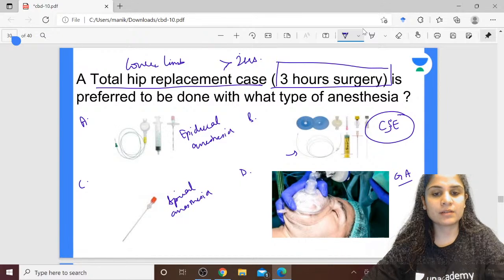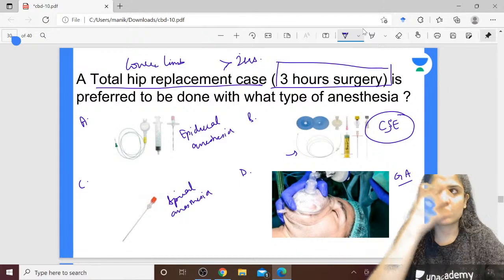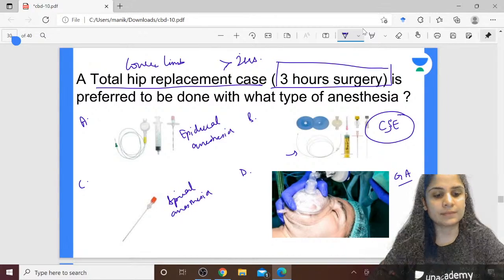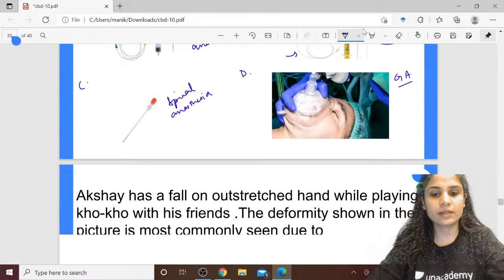LSCS, remember, to be done under spinal anesthesia. Any surgery of the upper limb, thorax or head and neck area, GA. Okay, alright.